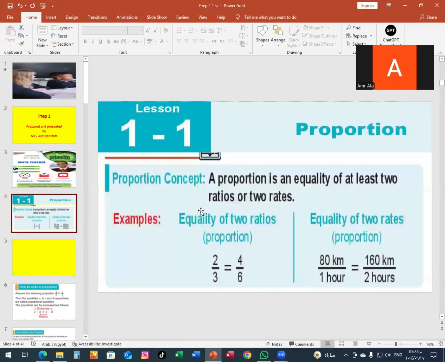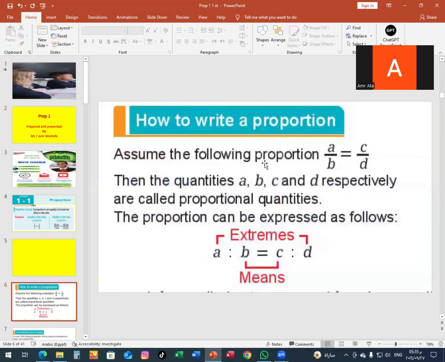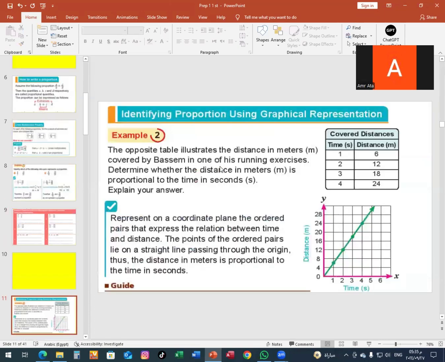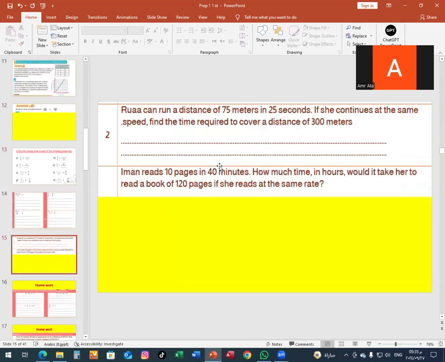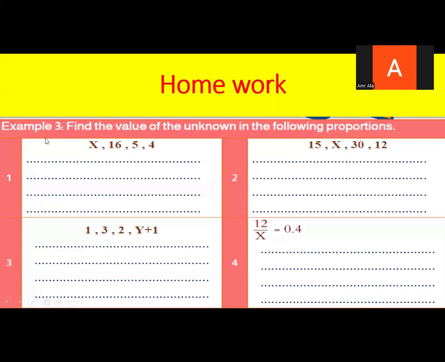We started in the previous lesson with proportion, and we took many problems about it, and we took a homework. Let's start with our homework. Number 1. Find the value of the unknown in the following proportion.